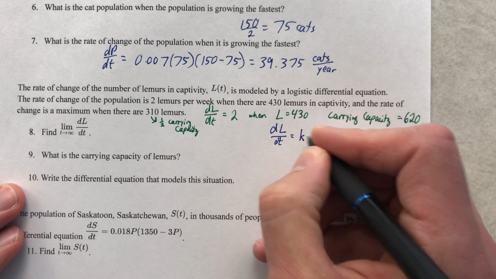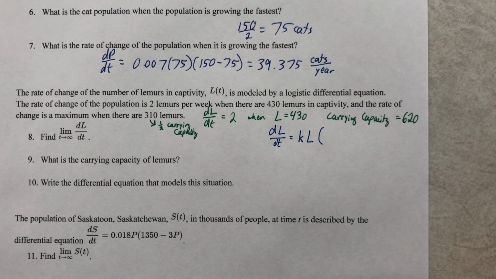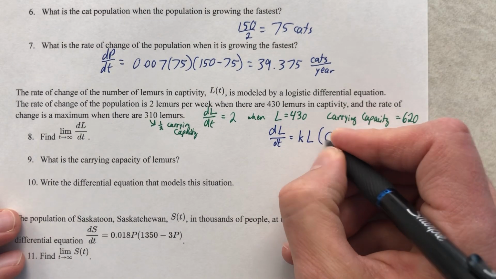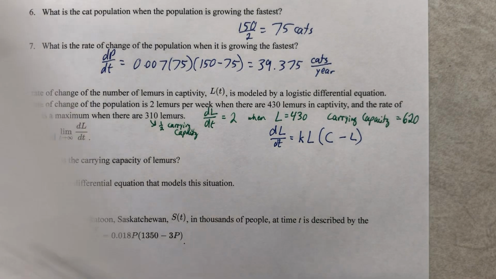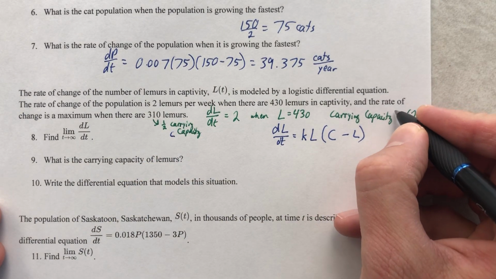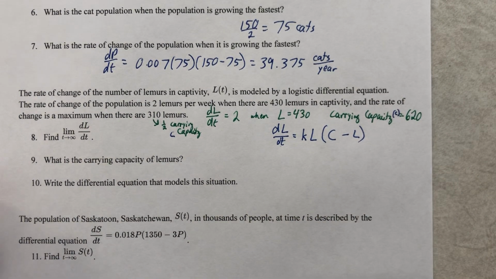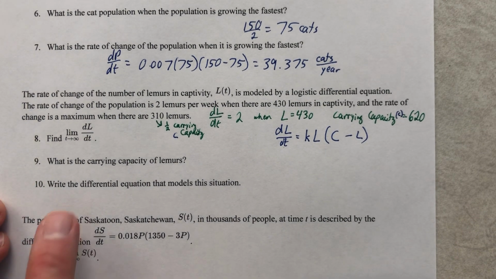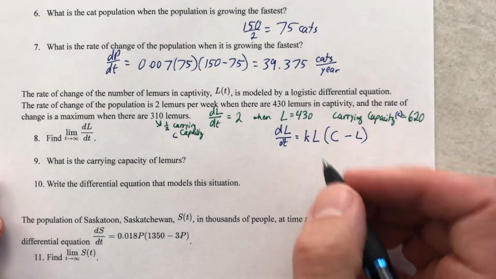So dL/dt equals k times the number of lemurs times, okay, we got to get creative with carrying capacity. I'm going to call it C. C minus L. And I'm basically following this format right here. So C is my carrying capacity. Let's plug some numbers in and we'll figure out what we don't know. We still haven't even really started the question. We're actually doing number 10 without even reading the rest of them. Oh no, that's okay. We'll be all right.